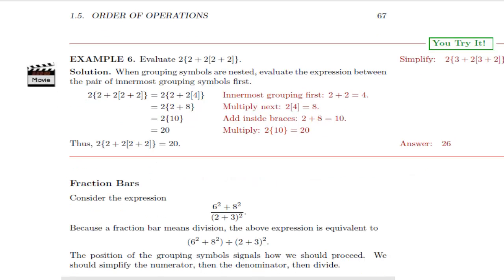Example 6. Evaluate the expression. Solution. When grouping symbols are nested, evaluate the expression between the pair of innermost grouping symbols first. Innermost grouping first is 2 plus 2 equals 4. Multiply next. 2 times 4 equals 8. Then add inside the braces to get 2 plus 8 equals 10. Then multiply to get 2 times 10 equals 20.